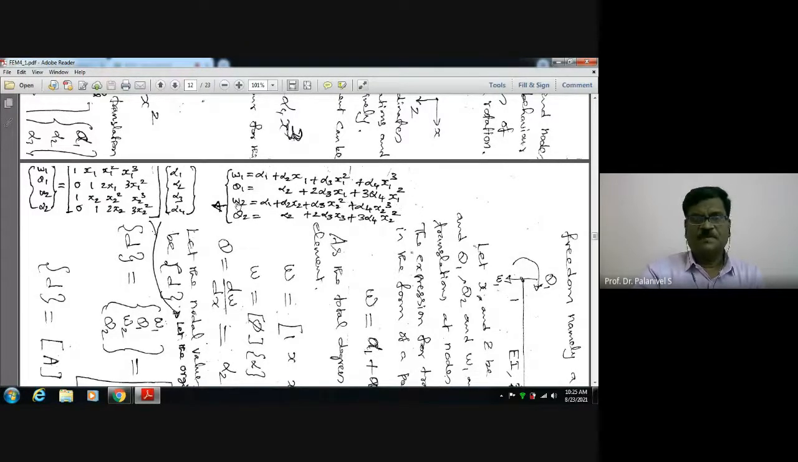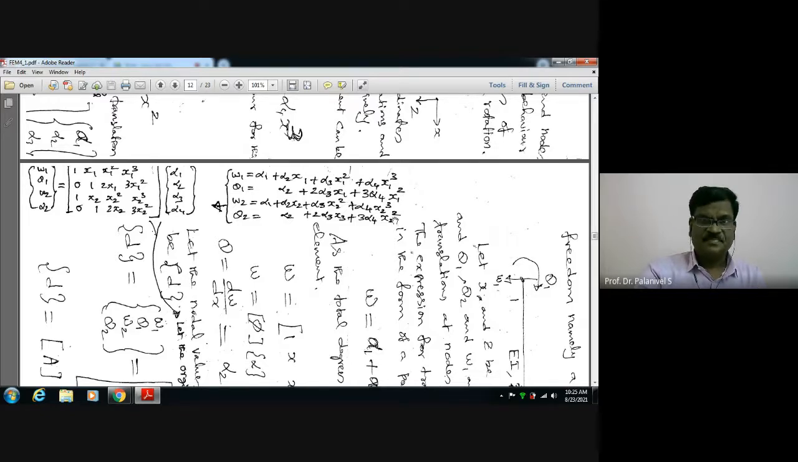Next one, W2 equals alpha 1 plus alpha 2 x2 plus alpha 3 x2 square plus alpha 4 x2 cube; wherever x is there, substitute x2. Similarly, theta 2 equals the rotation, the derivative dw by dx we obtained. In that, substitute x2: alpha 2 plus 2 alpha 3 x2 plus 3 alpha 4 x2 square.